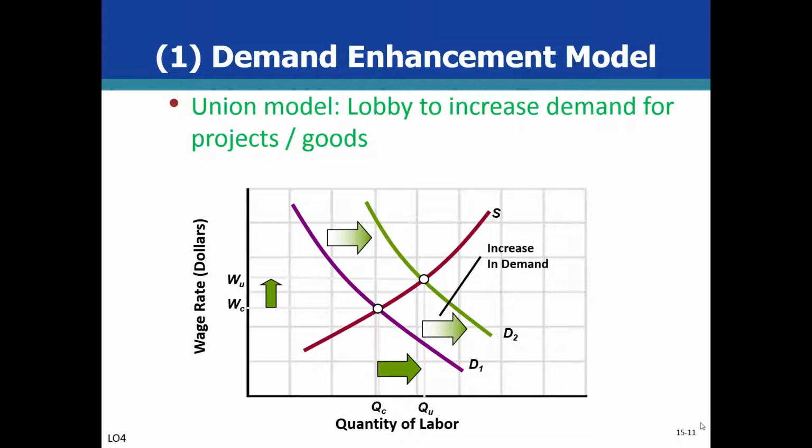For example, construction workers have lobbied for new highways, mass transit systems, and stadium projects. Unions in the aerospace industry have lobbied to increase spending on the military. They're looking to shift the labor demand curve to the right from D1 to D2 in an indirect manner. Historically, the advertising tagline, "Look for the union label," was an attempt at demand enhancement in the clothing industry.